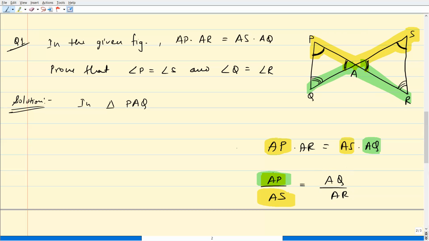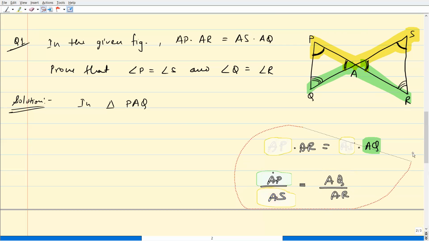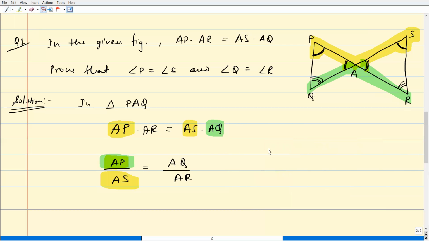All right, so what I said is that you should get this ratio beforehand, so that you will be able to write the similarity ratio in the proper way. So PAQ, what should be the name of the other triangle? If I have written this one as PAQ, what should I write? Triangle SAR. Yes, instead of P I will write S, instead of A I will write A, instead of Q I should write R, SAR.